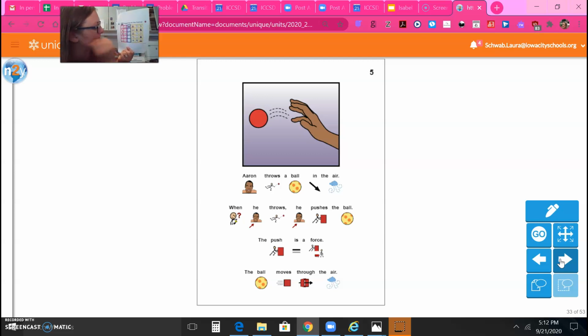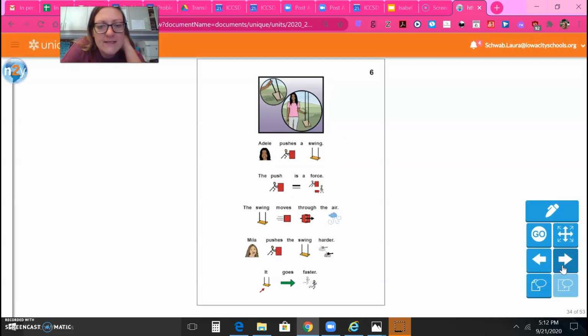Also, what Aaron does is Aaron moves the ball and puts force on the ball by pushing it. So when you push something, it puts force on it. That's our big idea. Adele pushes a swing. The push is a force. The swing moves through the air. Mila pushes the swing harder. It goes faster. Check it out, you guys. Mila pushes the swing and puts force on the swing.